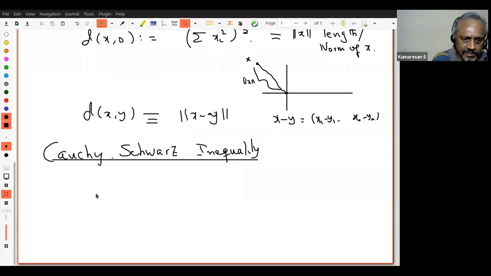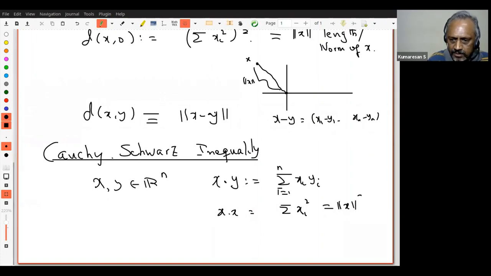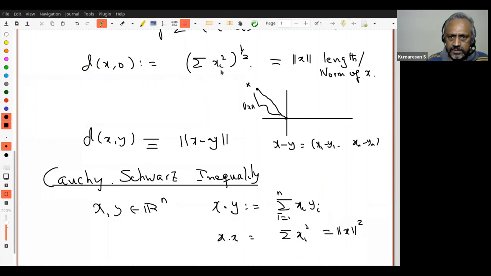Given two vectors x and y in Rn, I have what is known as a dot product, x dot y. This by definition is the summation of xi yi, i equal to 1 to n. Right? Therefore, what is x dot x? That is the sum of xi squared. But what is that? That is what we call length squared. You understand that? Go back. This is length. Therefore, this is length squared, x dot x. X dot y is this.